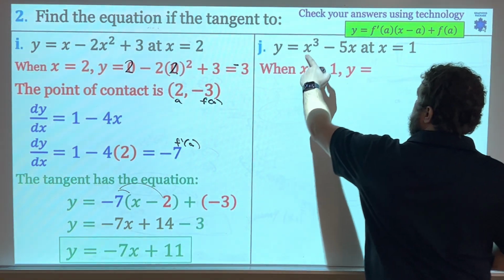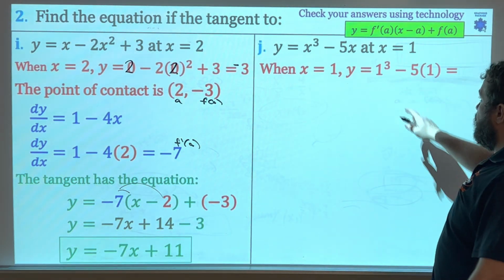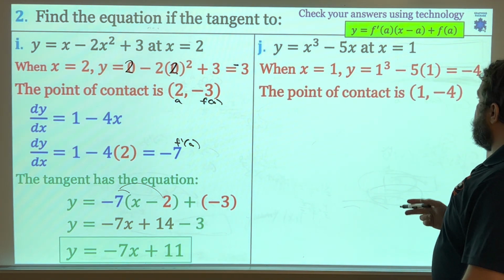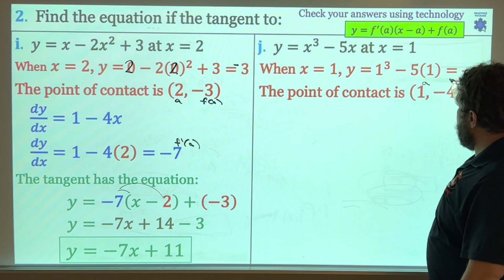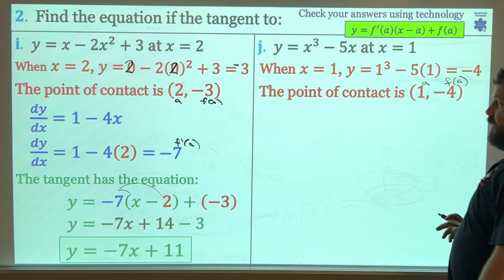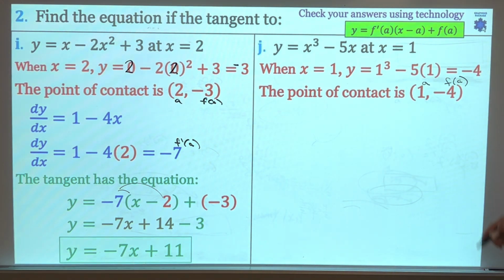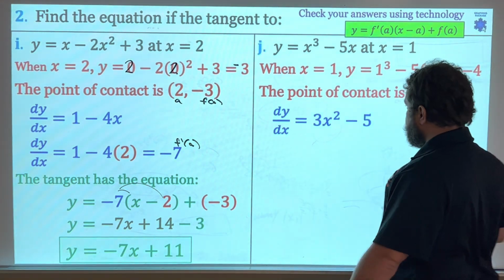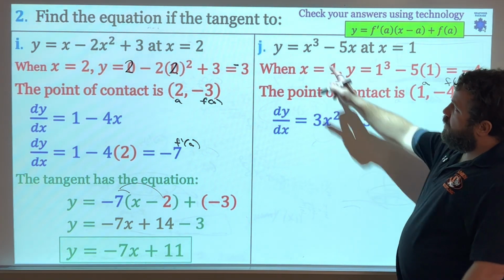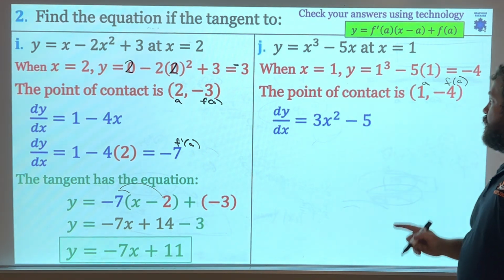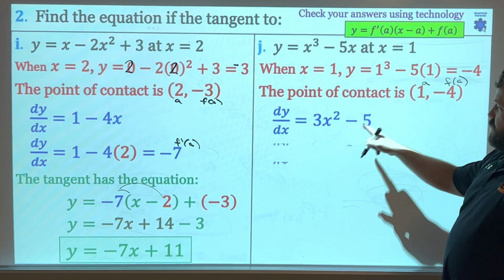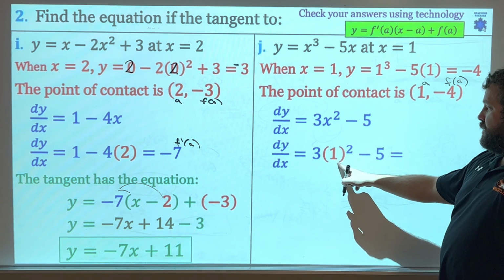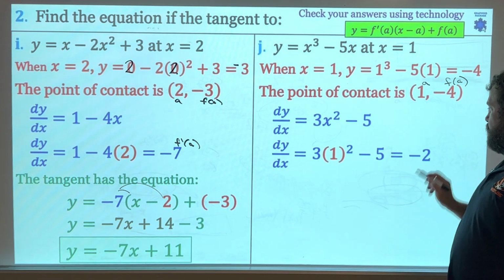J. You're going to plug in 1 cubed minus 5 times 1. 1 minus 5 is negative 4. So my point of contact is 1, negative 4. 1 is my a. Negative 4 is my f of a. Derive this. 3x squared minus 5. F prime a, you're going to plug your 1 in. So when x equals 1, 3 times 1 squared is 3. Minus 5 is negative 2.